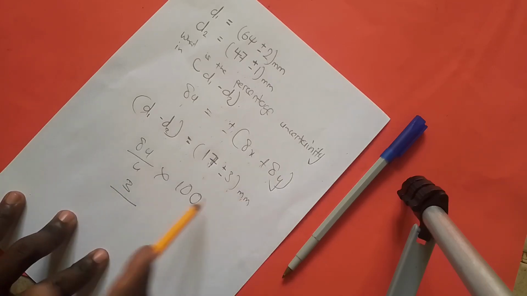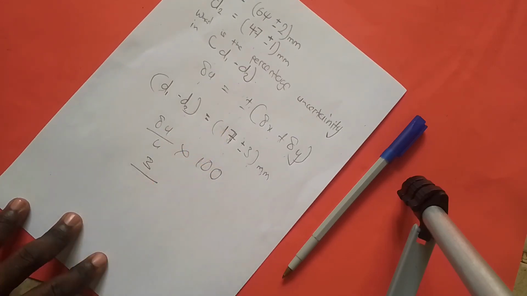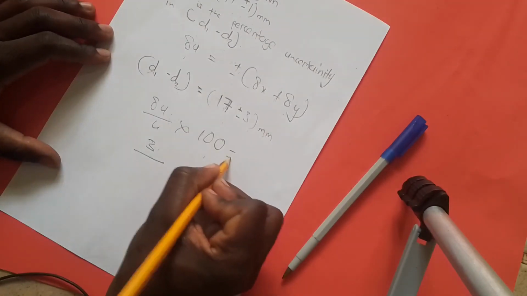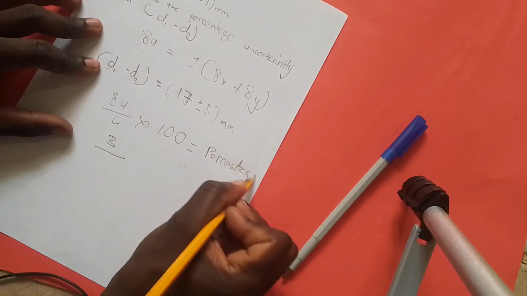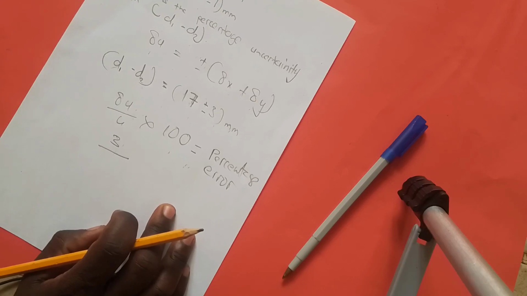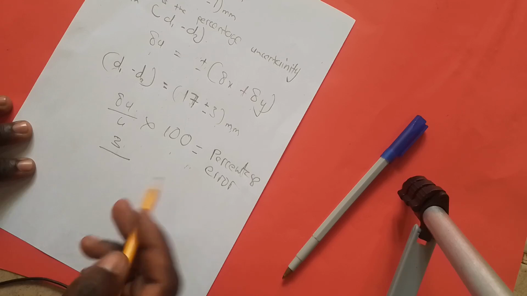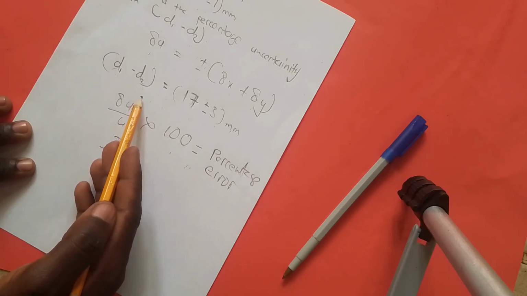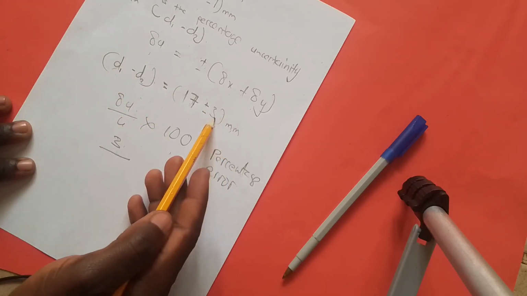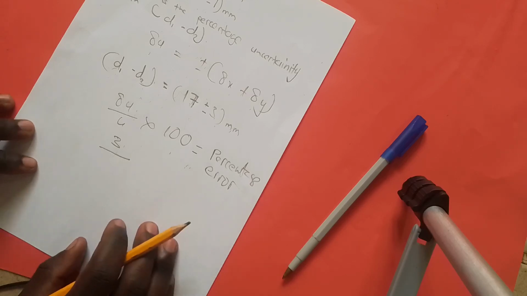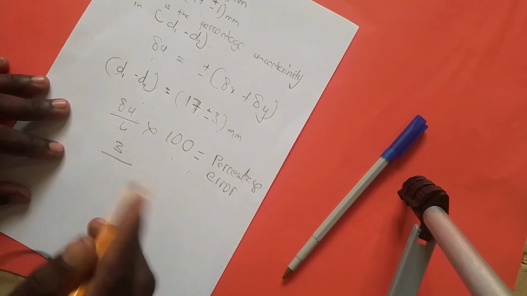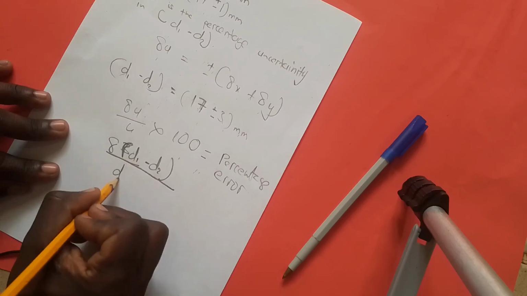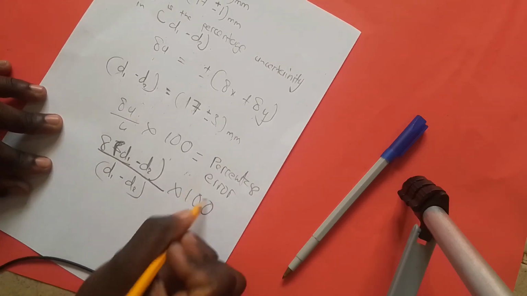Now this is the formula for the percentage error. The absolute error in u over u, times 100, is equal to the percentage error. Then you're done with physics, you're done with uncertainties. In this case, we are calculating the percentage error in d1 minus d2. The absolute error in d1 minus d2 is 3. So translating this formula to suit our question, it will be the absolute error in (d1 minus d2) over (d1 minus d2), times 100, is our percentage error.